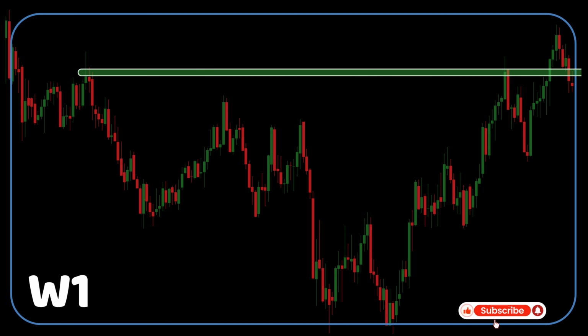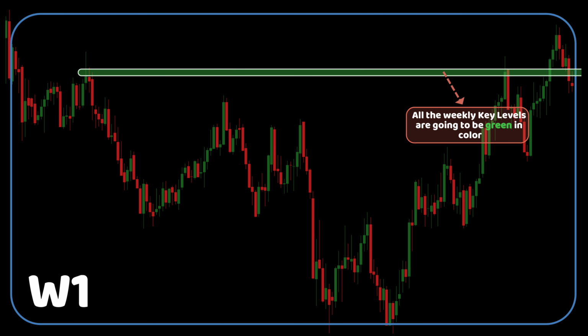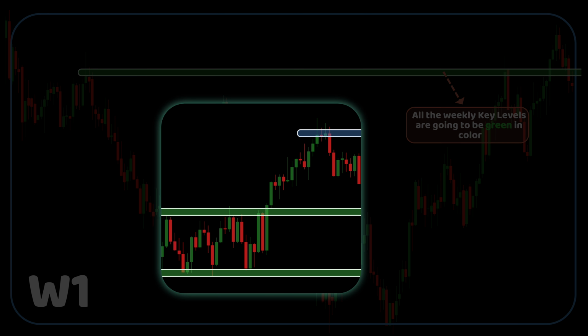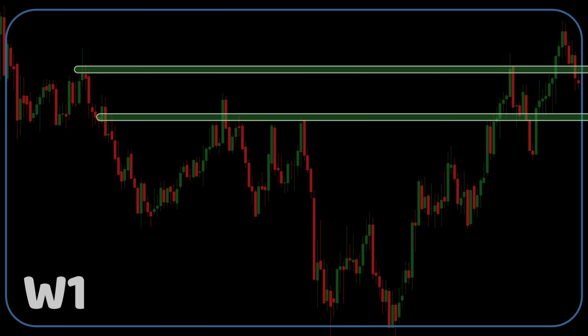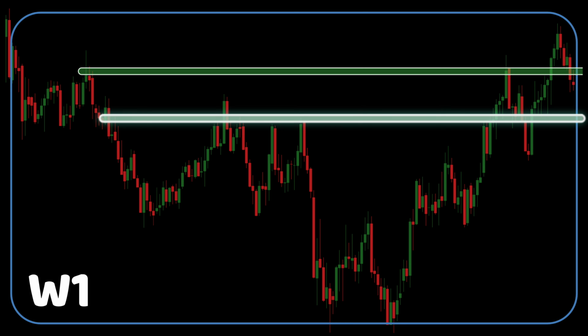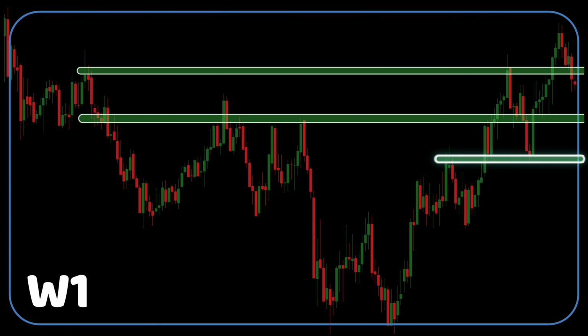So our first strong key level will be here. And all our weekly key level lines are going to be green in color going forward. This is so that when we go down to smaller time frames, we know which lines are which, because each time frame will have its own color. And the second key level will be here, and the third key level will be here.